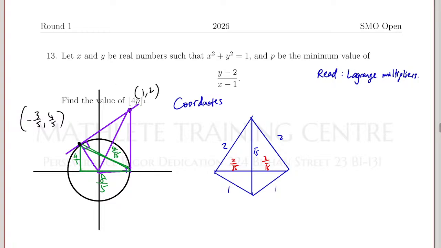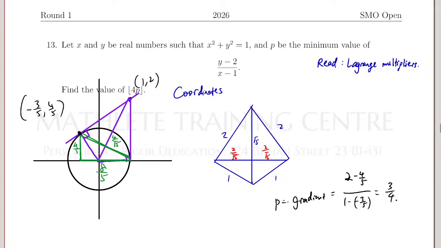So now, the gradient will be equal to basically 2 minus 4 over 5 over the value of 1 minus negative 3 over 5. And if you calculate it out, this will be 3 over 4. And that's P. So then 4P is 3. Finish.